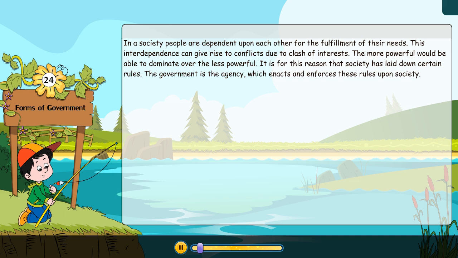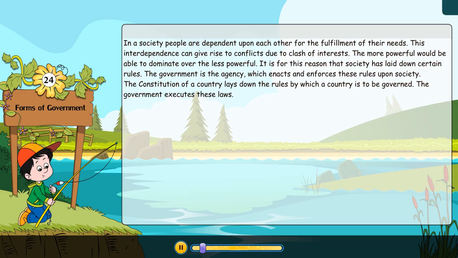The government is the agency which enacts and enforces these rules upon society. The constitution of a country lays down the rules by which a country is to be governed. The government executes these laws.